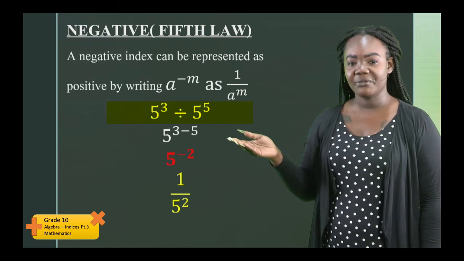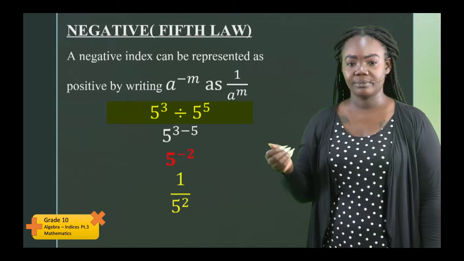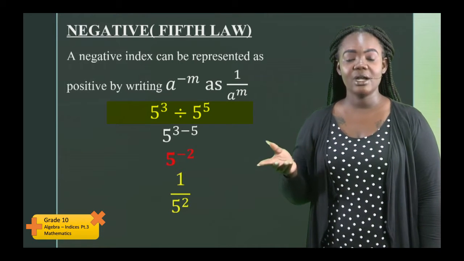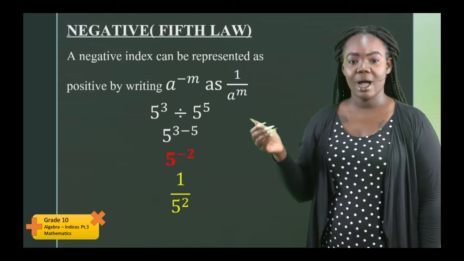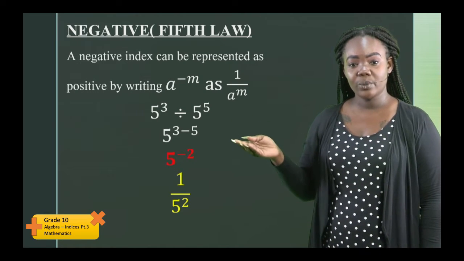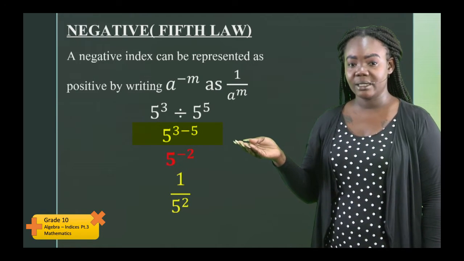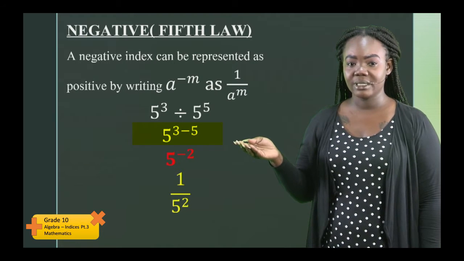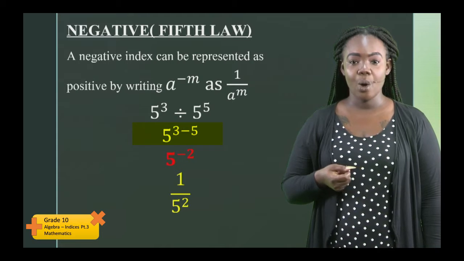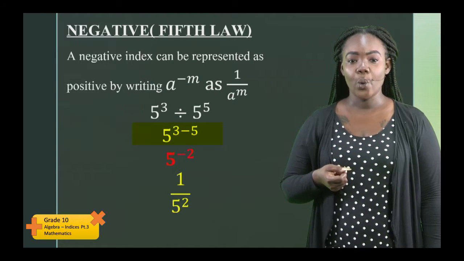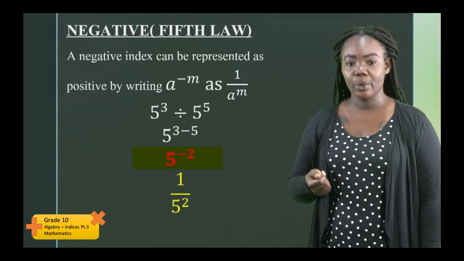Here you can see that 5 raised to the third power is divided by 5 raised to the fifth power. Our division, or second law of indices, says that once our bases are the same, we subtract our indices. So that is what we did in the second step. We have 5 raised to the 3 minus 5. Those are our powers. And when we compute that, taking into consideration our rules for directed numbers, we end up with 5 raised to the negative 2 power.